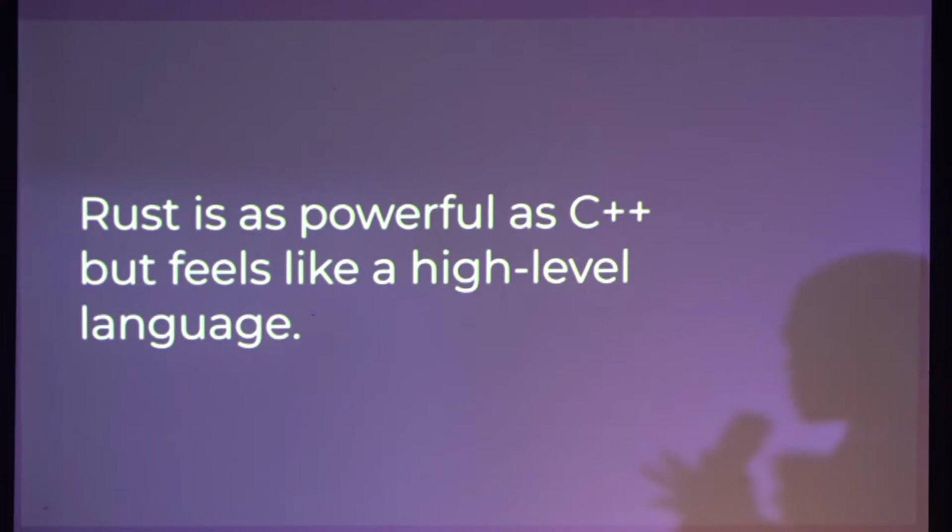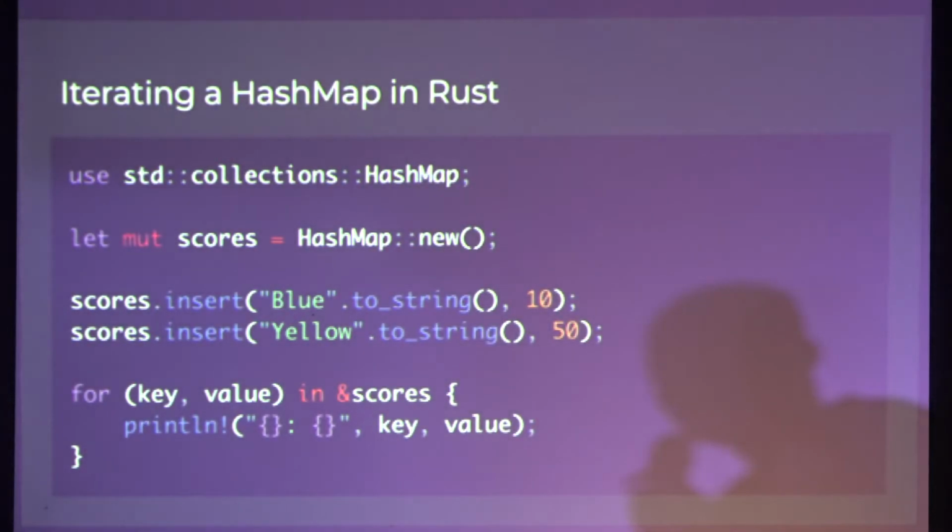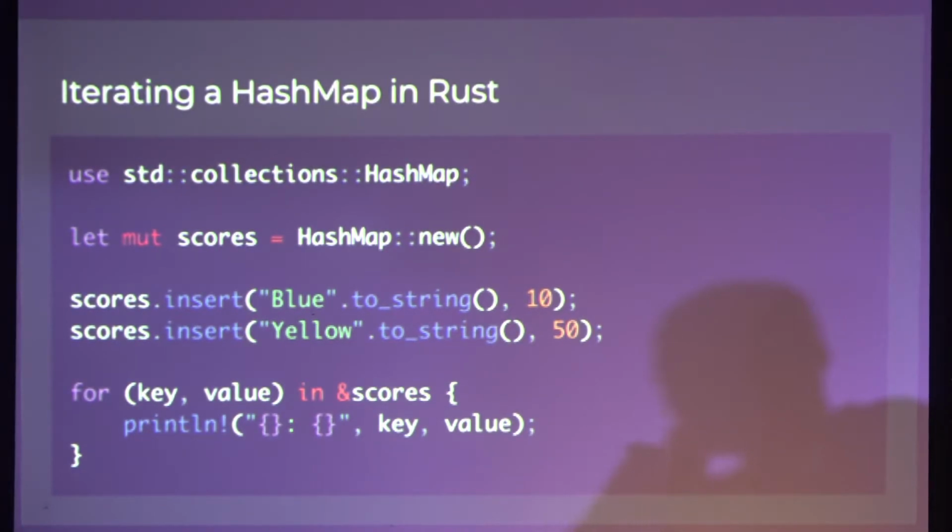So I obviously won't have enough time to show you a lot of the syntax of Rust, but I have an example here. This is iterating a hash map in Rust. So you require the library, initialize it, and then there's a couple of inserts to insert key values, and then the last for loop is basically to print all the keys and values from the scores hash map. So at least to me, it almost looks like Ruby.